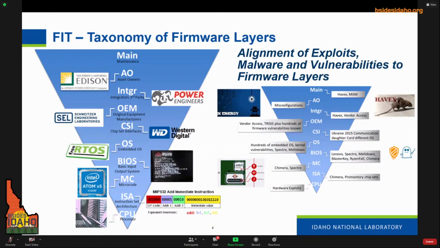So why did we do FIT? Here's an example of what embedded systems look like. You have CPUs with certain instruction sets. You have microcode that tries to enhance those instruction sets. You have a basic input-output system on your devices. You have real-time embedded systems. You have tons of interfaces with everything else, whether it's memory or storage or communications. And then you have the original equipment manufacturer who puts their secret sauce on top. Then you have third-party integrators who, as they're going through the life of the project, do the initial install and maintenance.